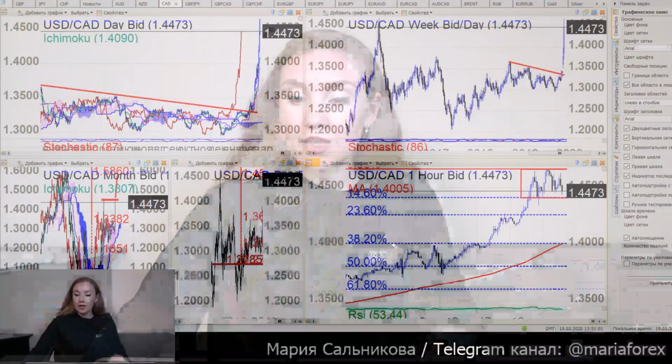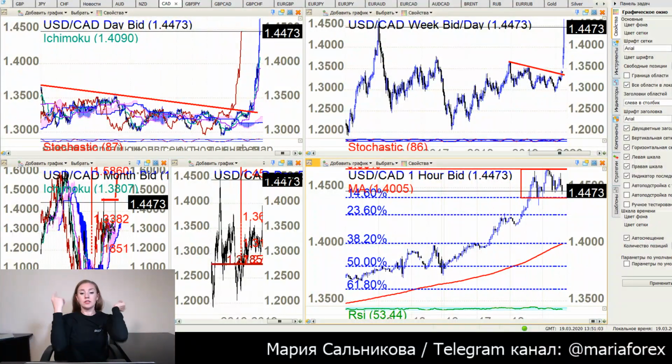Well, today we go to Canadian dollar, and just give me 1 minute. I open the technical part and I give you my view for this currency pair.